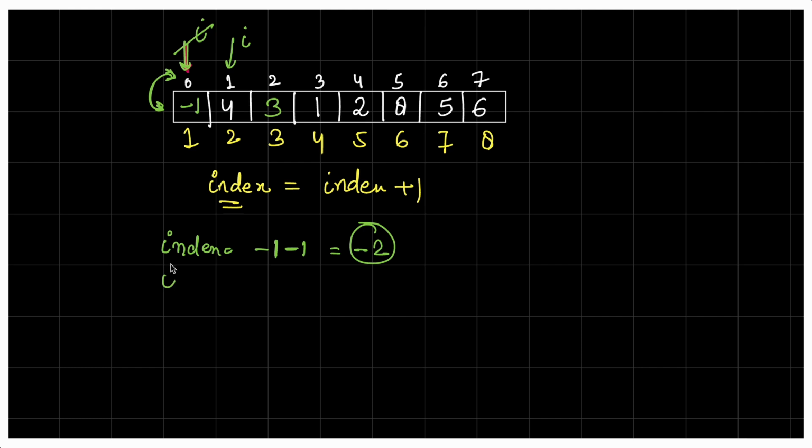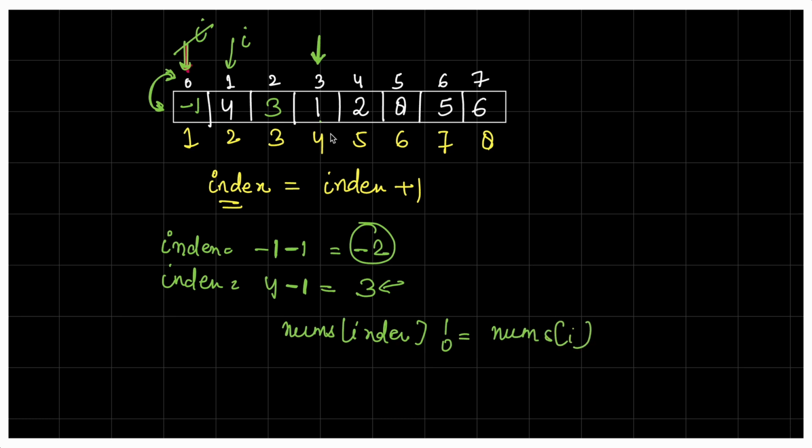Now at this particular index, the value is 4. Corresponding to this 4, we calculate the index. 4 minus 1 gives us 3, so this 4 should be at index 3. First of all, this should be valid: it is greater than or equal to 0 and less than the length. And we'll check whether at index 3, nums of index is not equal to the current value. If the value at index 3 is not equal to 4, we'll again make a swap. So let's make a swap: 4 and 1. 4 should come to this position and 1 should move to this position.